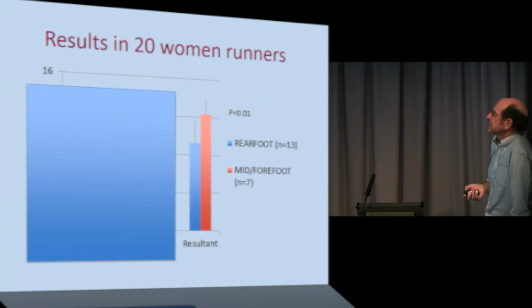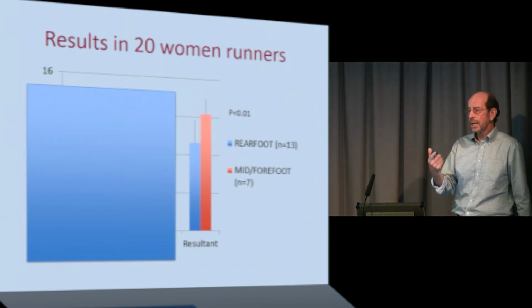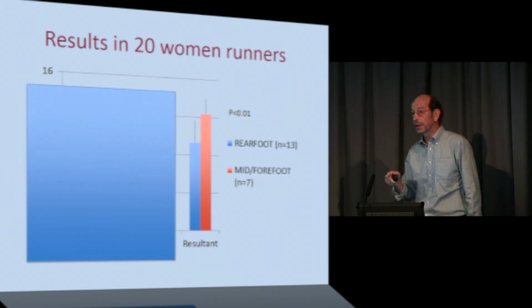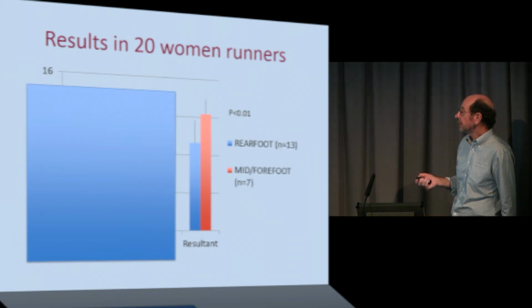So this is the resultant acceleration, the peak acceleration that the tibia experiences during midfoot running in red and rear foot running in blue. So what's going on here? We saw that for the peak of the ground reaction force, there was a peak in rear foot running, and there was no peak in midfoot running, but here we find completely the opposite.